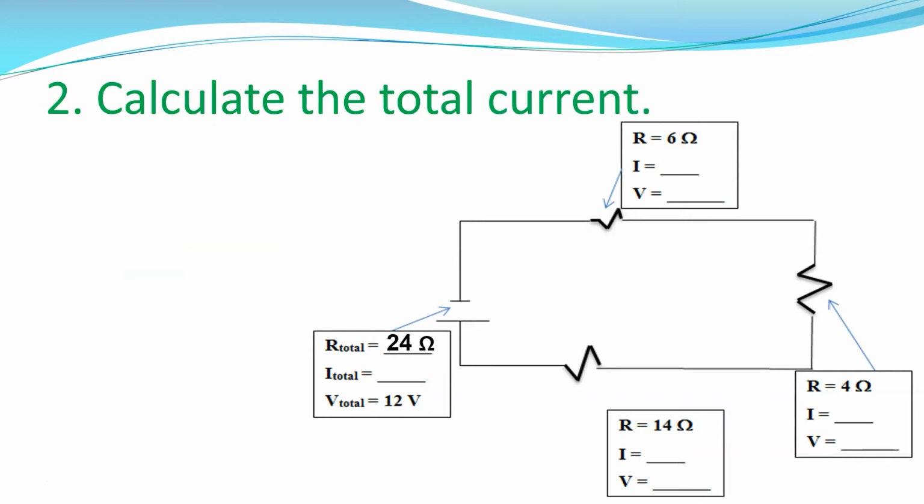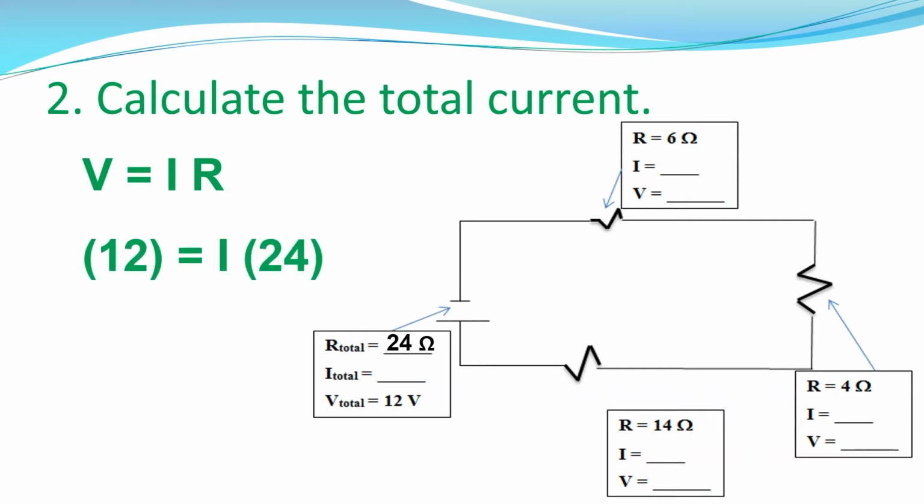I can now find the total current. Whenever I see 2 out of the 3 variables in my Ohm's law equation, I can always find the third. Substitute in what you know. It's a little one-step equation. Divide by 24. And the current is 0.5 amps.